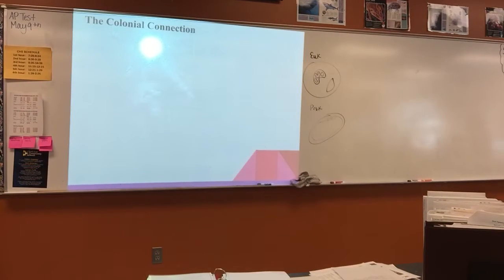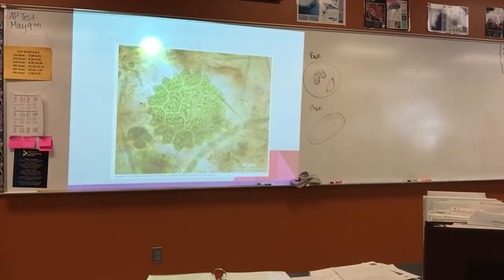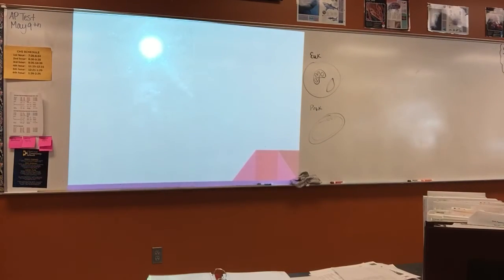And so showing multicellular. They believe that the first multicellular eukaryotic organisms were actually colonies of different cells that come together and live together and work together in a colony, but are still separate microorganisms. And so this is a colony of photosynthetic cells.